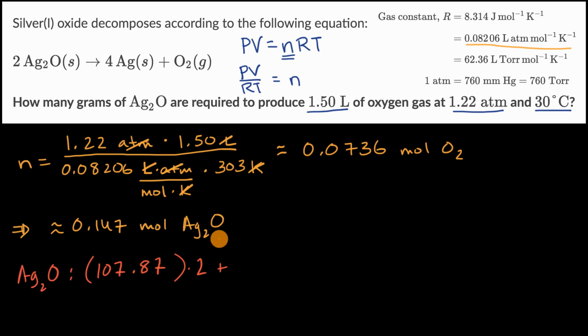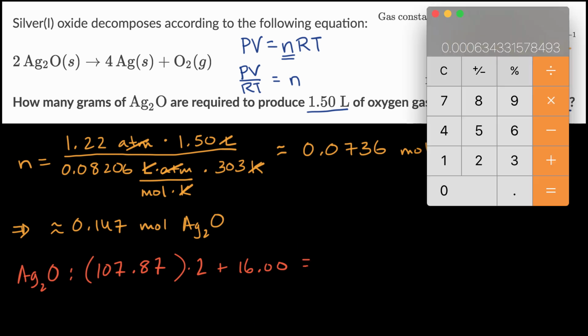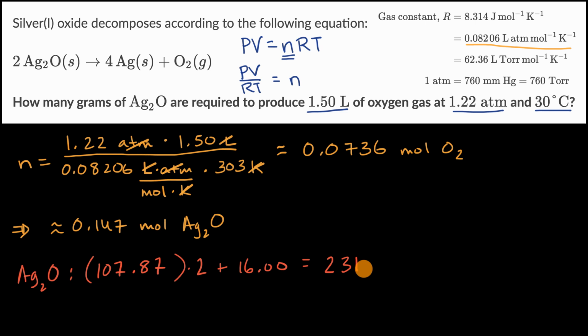So that gives us 107.87 for each of the silvers, and then plus 16.00 for the oxygen, which gives us 107.87 times 2 is equal to that. Let's see, it goes to the hundredths place, and then plus 16.00 also goes to the hundredths place. So we'll go to 231.74, also going to the hundredths place. I'm just keeping track of the significant figures when we're adding. So this is 231.74 grams per mole of silver oxide.